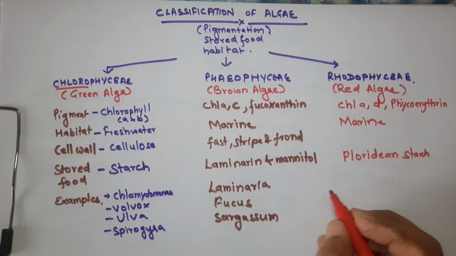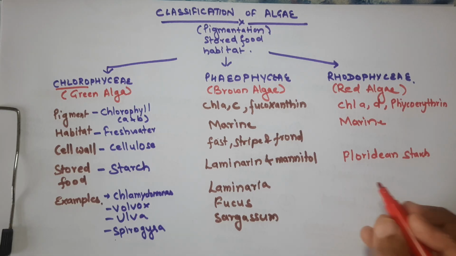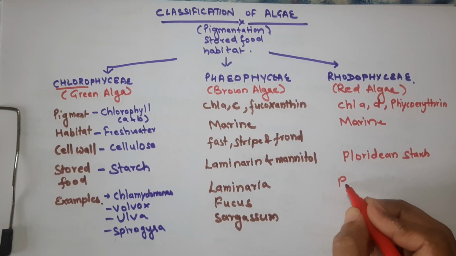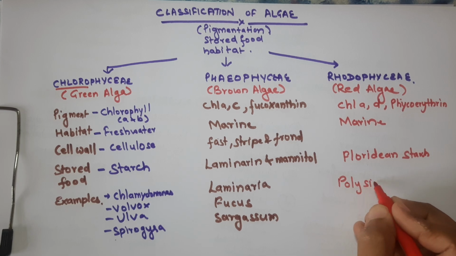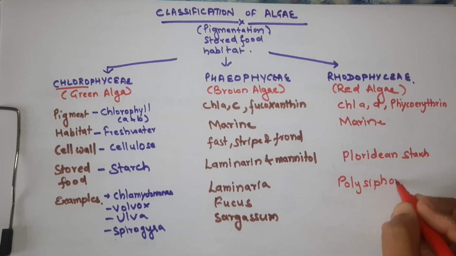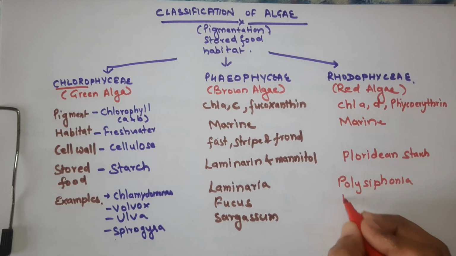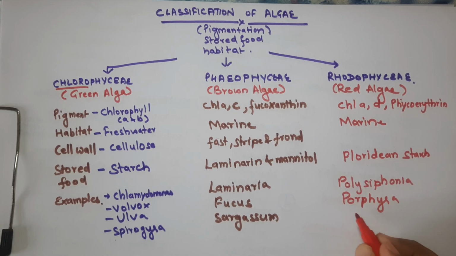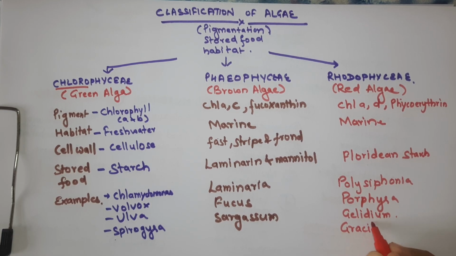If we have to name some Rhodophyceae, that is the red algae, then you can write the names of Polysiphonia, Porphyra, Gelidium and Gracilaria.